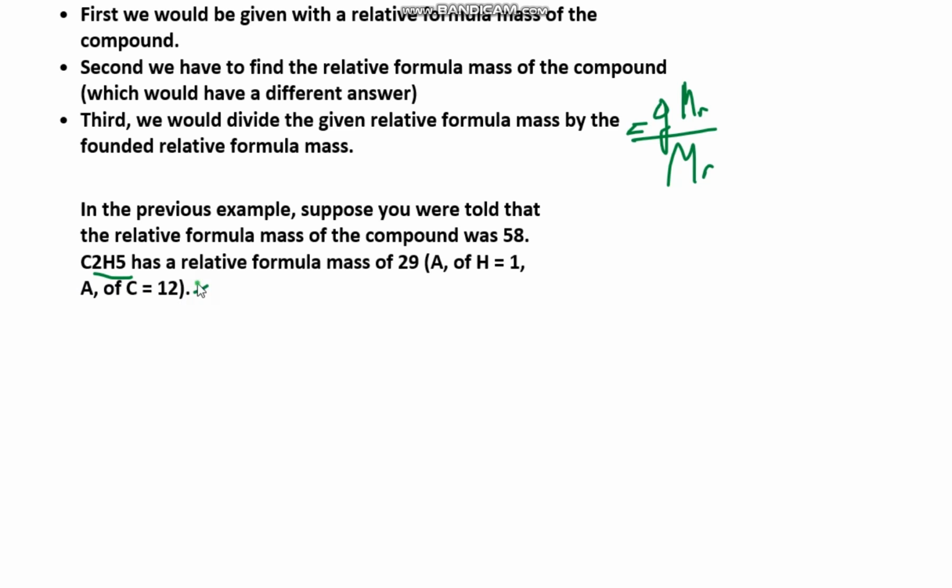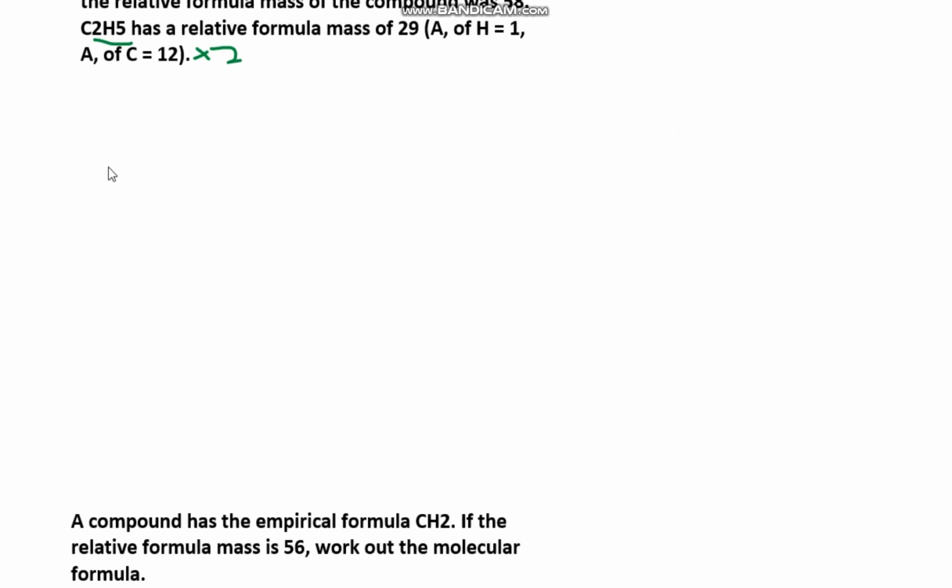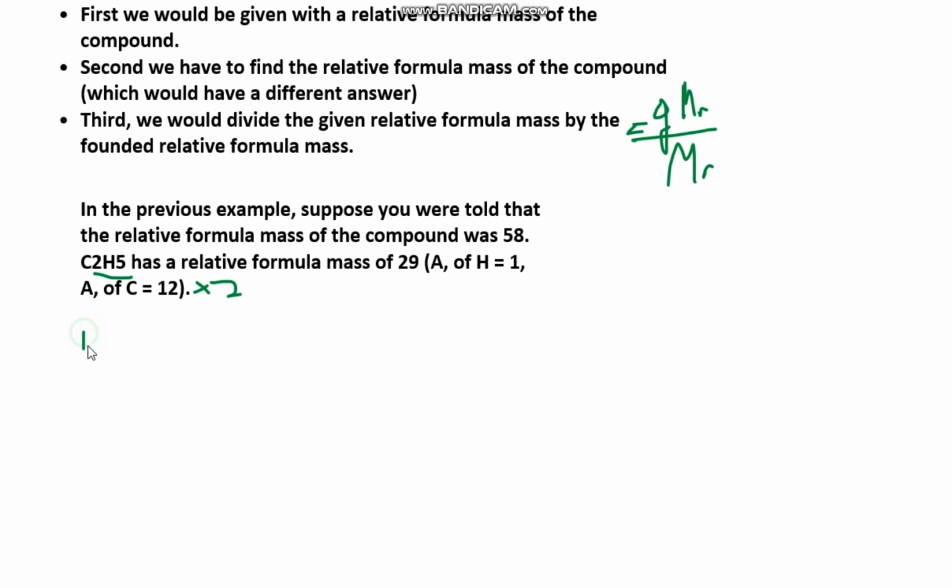C is 12 into 2 gives you 24, plus 5 into 1. So I'll just do it down here to make sure that it is correct or not. 12 into 2, 5 into 1 gives you 29.